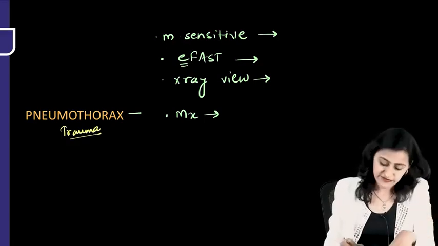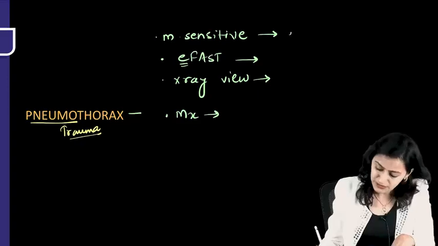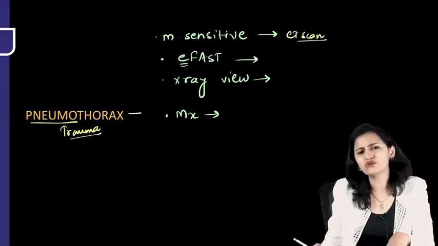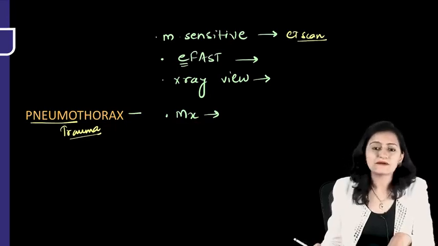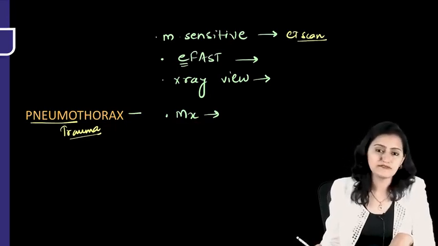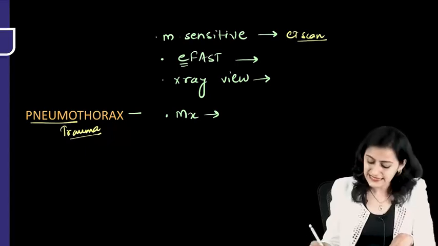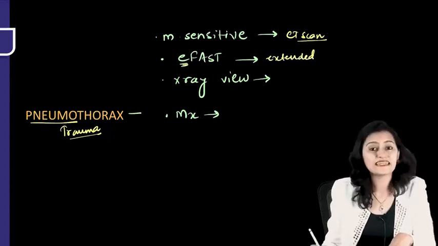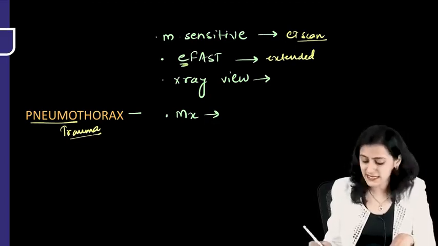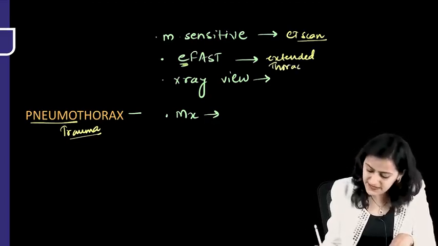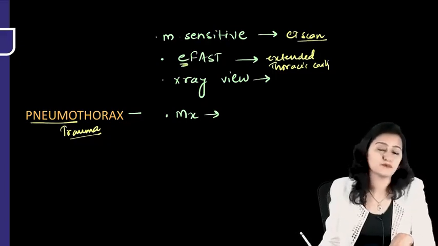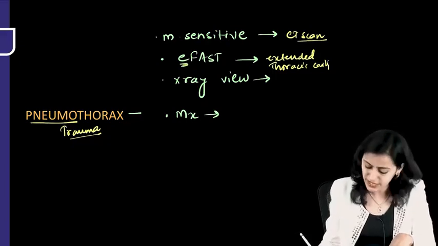What is the most sensitive investigation for air containing pathologies? It is CT scan that is the most sensitive, but we don't do CT scan first. Right. In a patient of trauma in emergency, the first thing that we have is FAST and E-FAST. What is E-FAST? E-FAST is extended FAST. What is the extended part here? It is extended to include the thoracic or the pleural cavity to look for pneumothorax, hemothorax, right?